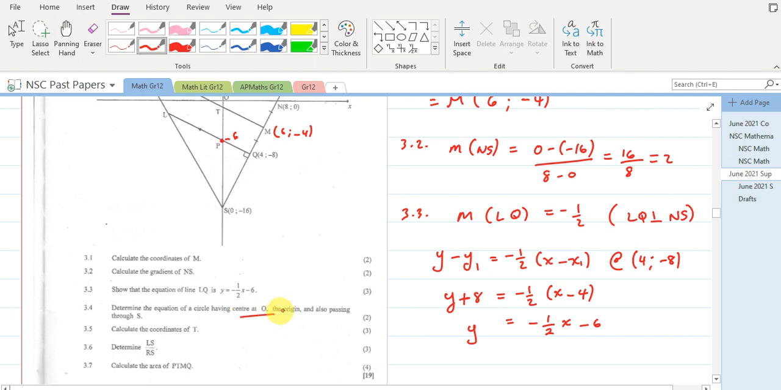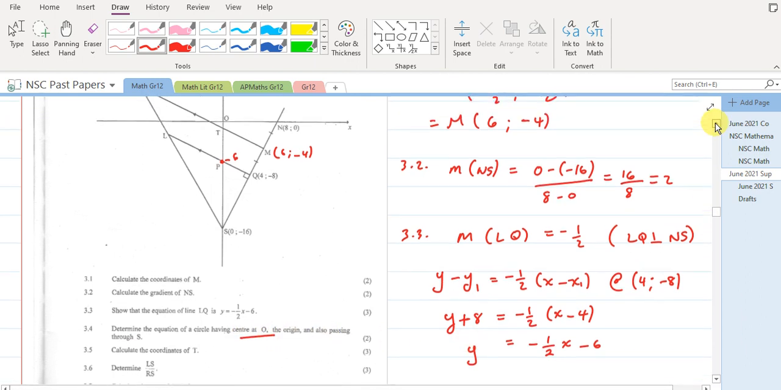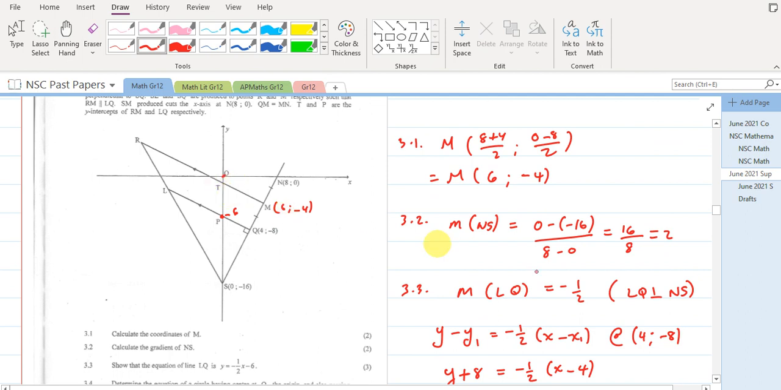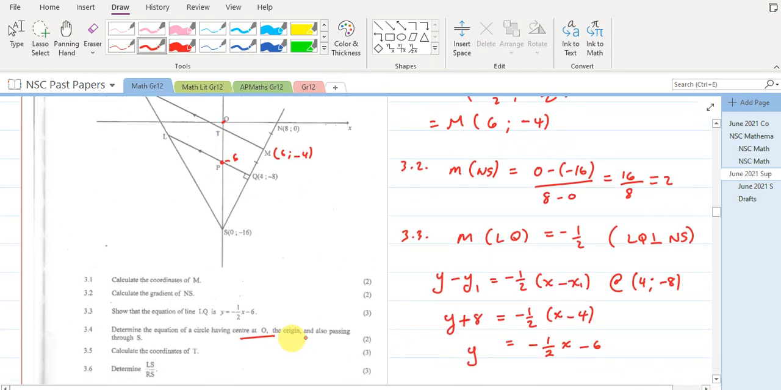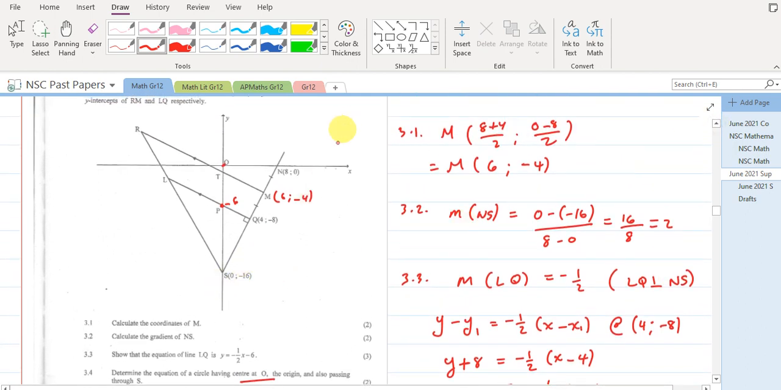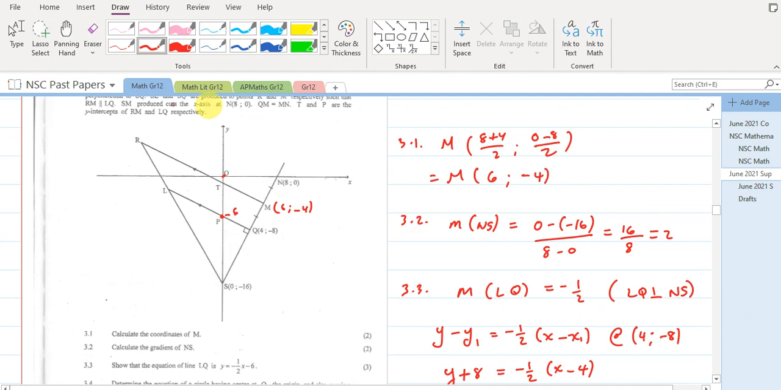Determine the equation of the circle having center O, right? So we're fitting a circle, the equation of a circle having center O, the origin, and also passing through the point S. So it's a circle with center O and passing through the point S. It's a really big circle, so I'm not really going to draw it. If the circle center is O and this is passing through the point S, then this is basically the circumference over here. That part over there becomes the radius.